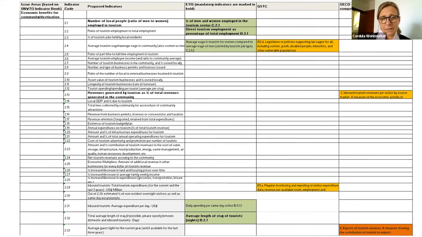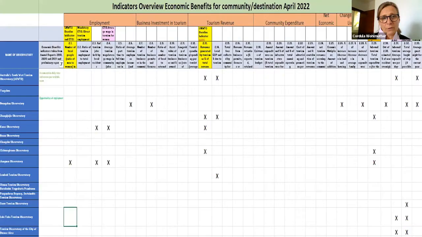The next step that we undertook was going to all our observatories, the more than 30 that we have, and see which indicators they are using in the field of economic benefits. So here you can see an overview. Listed in the front row, you have the 33 indicators. In yellow, the baseline indicators, but also above the ETIS and the GSTC ones.